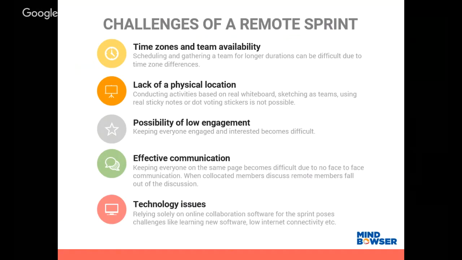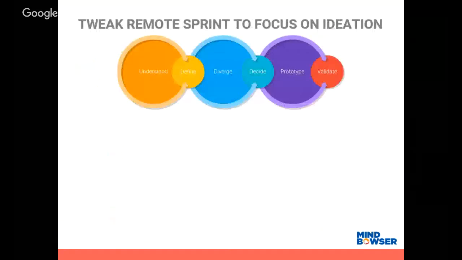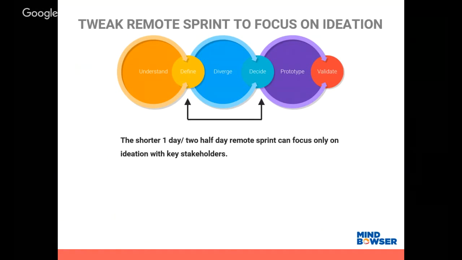So how do we handle these challenges and conduct an effective sprint? I think the first and foremost thing that has worked for me is that we tweak the remote sprint to focus only on ideation, since imagining that people are meeting online for 5 days is going to be extremely exhausting and tiring. So what we have tried and tested, and it has really worked for us, is to make the sprint an 8-hour sprint, or split it into 2 half days, using 2 consecutive days for the sprint and focusing only on ideation with key stakeholders.